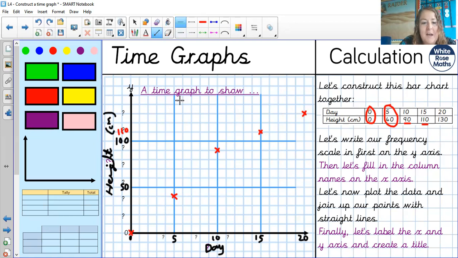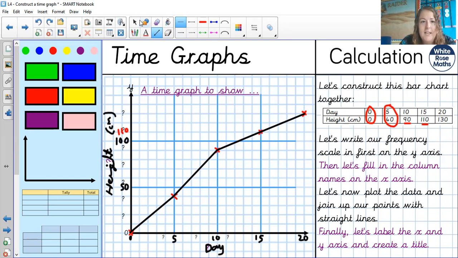And before I can say I've finished, I do need to make sure I'm joining these up because it's continuous data. Whatever it is keeps on growing, even on the other days that we haven't got the data for. It's still growing day 4, still growing day 13, still growing day 18.